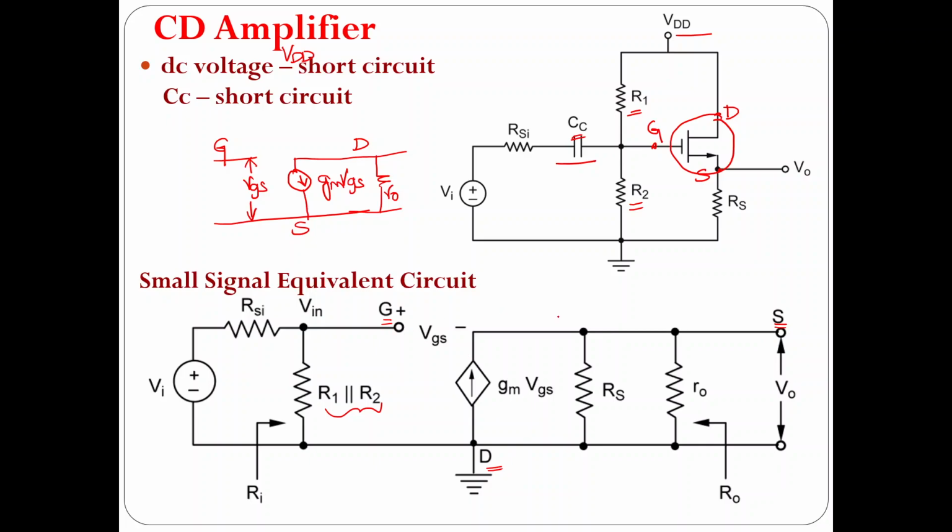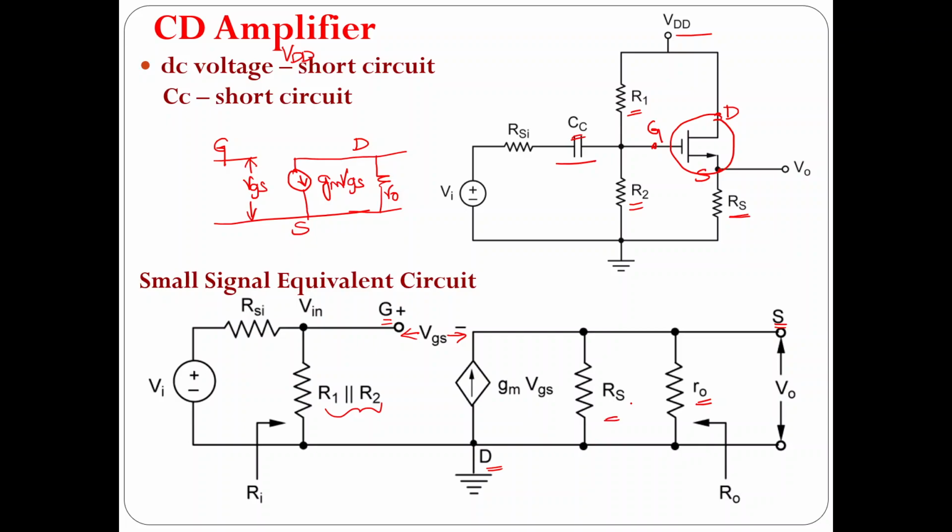So, between gate and source, we have a voltage said to be VGS. Between drain to source, we have a current source gmVGS. The current flows towards the source. So, here the current direction is flowing towards the source. Across this, you connect resistance r0. Then look at the output circuit. You have a source resistance which is connected across the source. So, you connect RS. Okay.